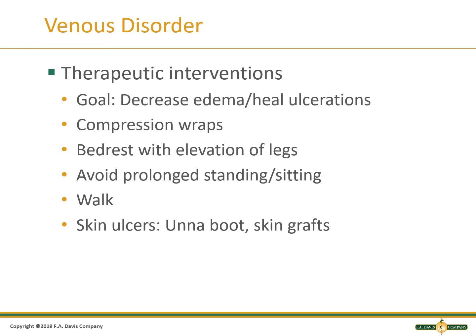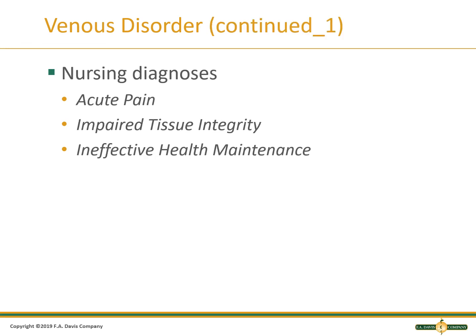An Unna boot can promote healing in severe ulcers. It is a gauze dressing that's coated with zinc oxide, calamine, and glycerin. It can be changed every 2 to 7 days. Skin grafting may be necessary for severe or non-healing wounds.